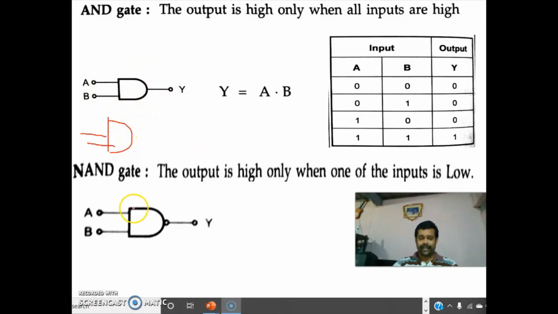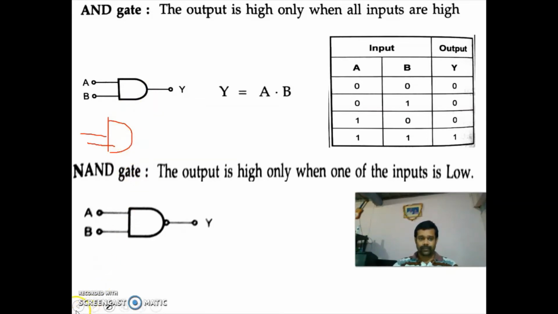Now the NAND gate is nothing but an AND gate with a NOT gate connected to its output. If you connect one NOT gate to the output of your AND gate, you'll be getting a NAND gate. Usually, instead of the NOT gate, you'll be putting a small bubble. It indicates it is NOTed.